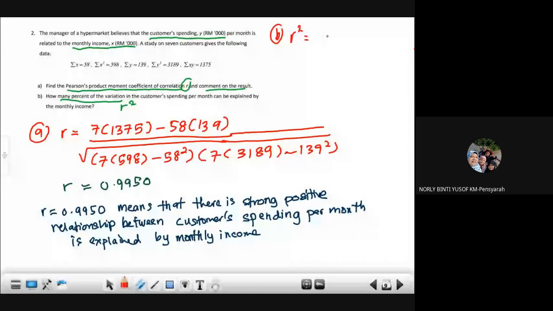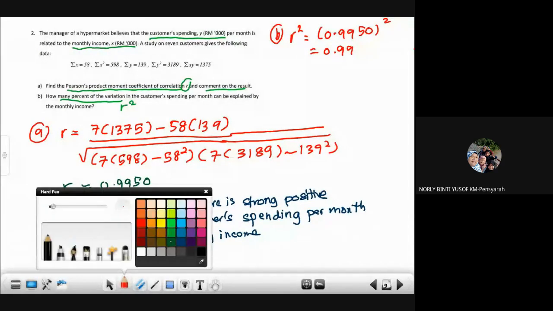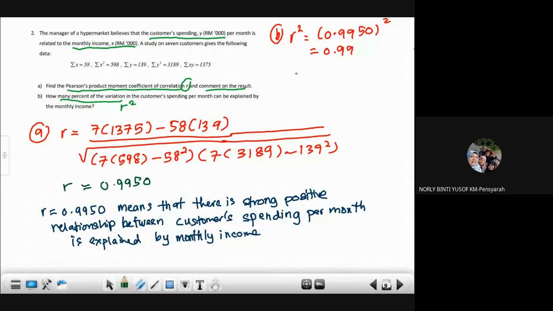You dapat 0.9950 squared. You akan dapat 0.99. Ya, tulis kosong-kosong kat belakang pun tak apa, tak tulis pun tak apa. 0.99. So you put interpret you punya coefficient for determination lah. You punya R squared kan, percent of variation you. So tulis, sebab dia tanya how many percent. Dia tak suruh interpret sebab dia tanya how many percent.